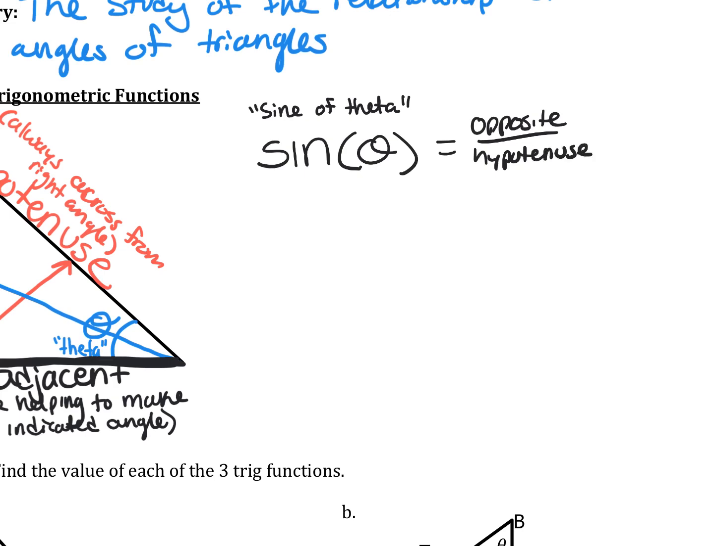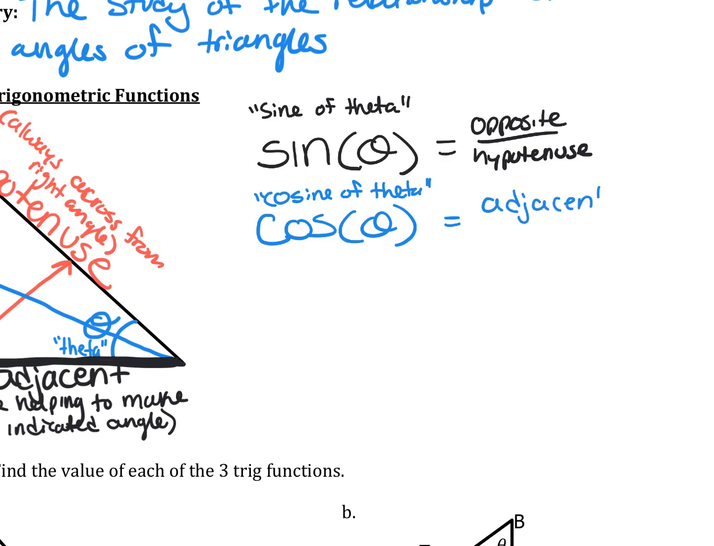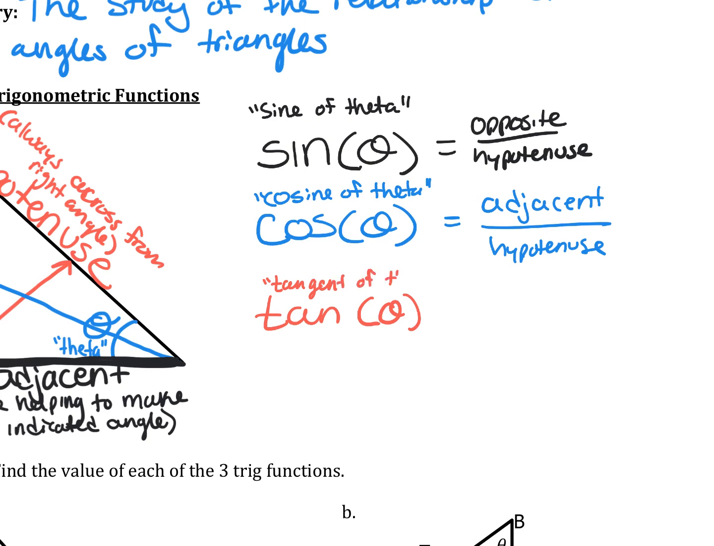And then we have cosine of theta. Again, cosine, not cos, cosine. And that ratio is the adjacent side over the hypotenuse. And then finally we have our tangent of theta. Tangent, not tan, tangent of theta. And that ratio is the opposite over the adjacent.